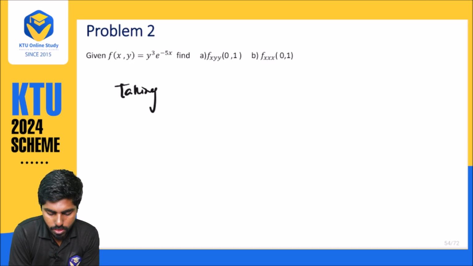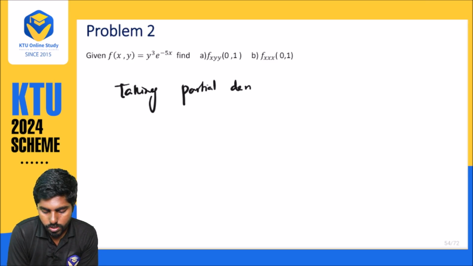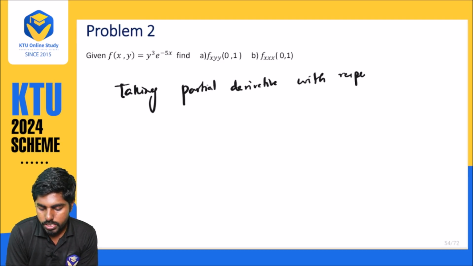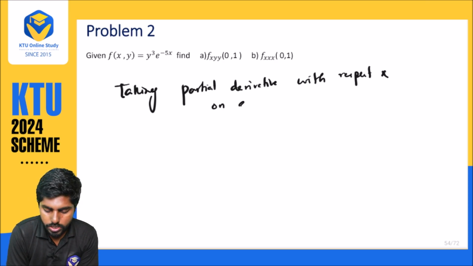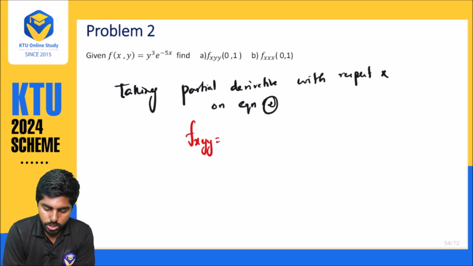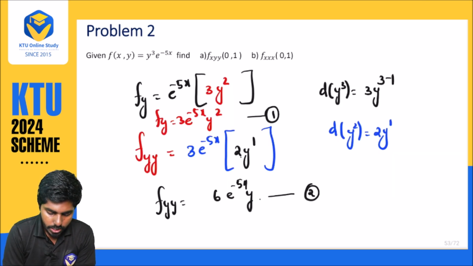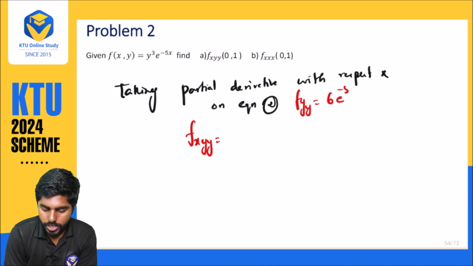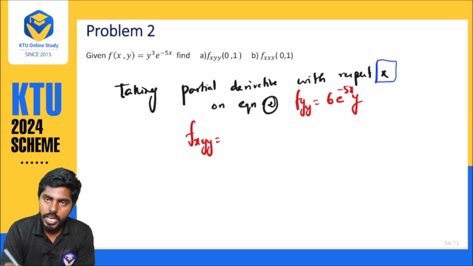Taking partial derivative with respect to x on equation 2, what will we get? We will get f of x y y. So what is f of y y? That is nothing but 6 e power of minus 5x y. Partial derivative with respect to x we are doing, so treating the other term as a constant.